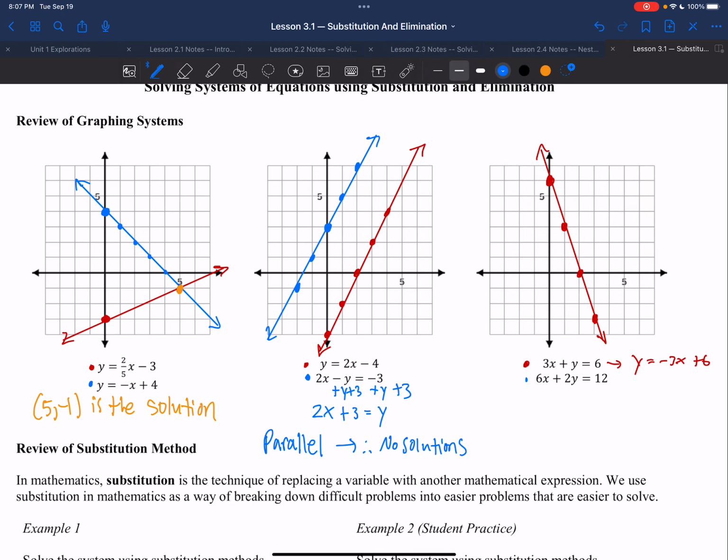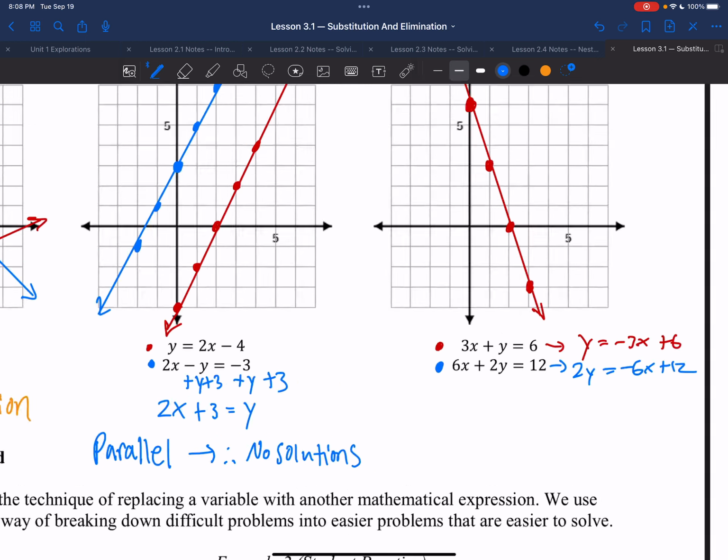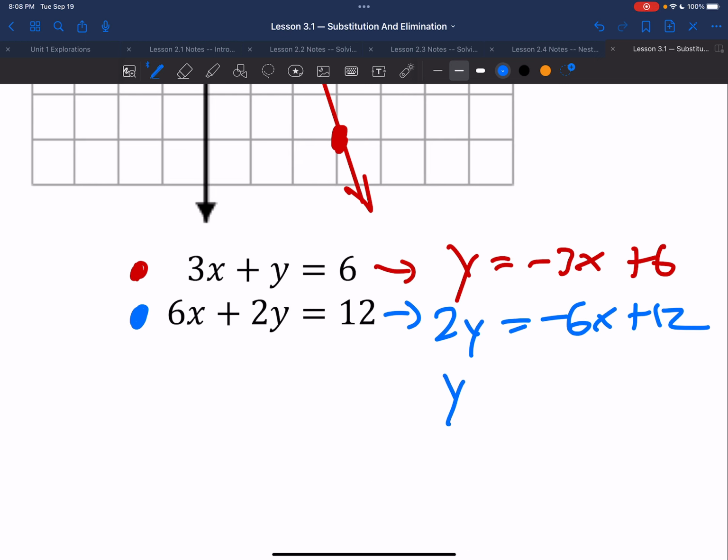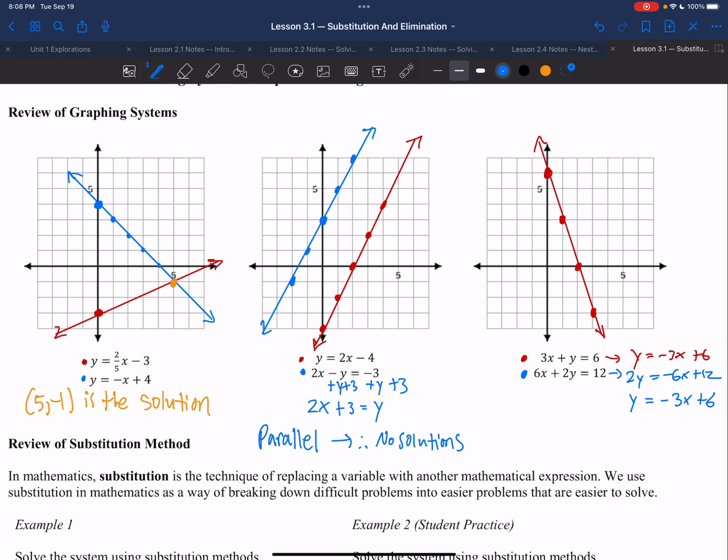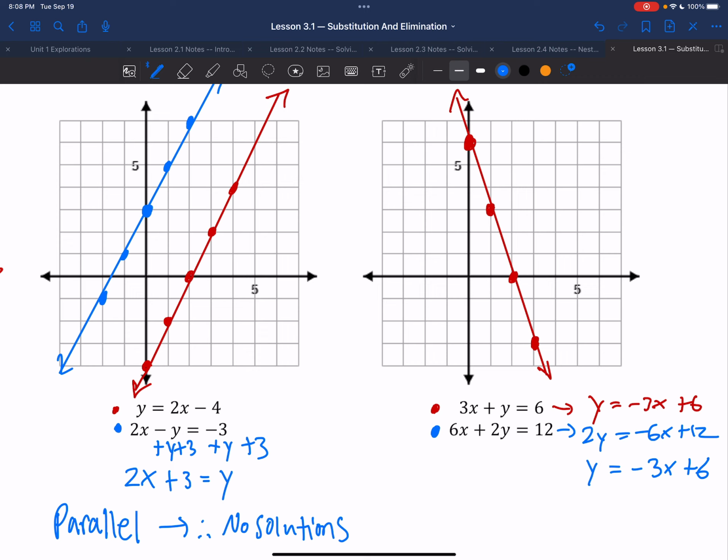And now I will do blue. This is chewing up some video time, but it's okay. We're being casual, right? We don't care. We're just having fun. 2y equals -6x plus 12. And if you notice, I can divide by 2 to isolate y. So y equals -3x plus 6. Oh my gosh, that's the same line. So all these points are the same.